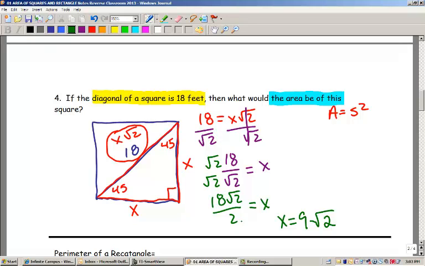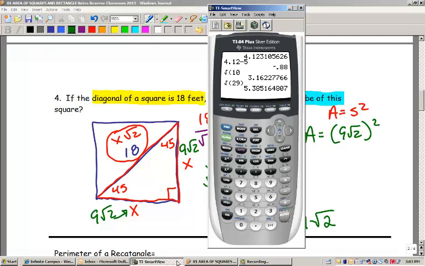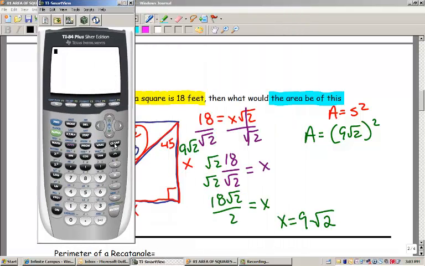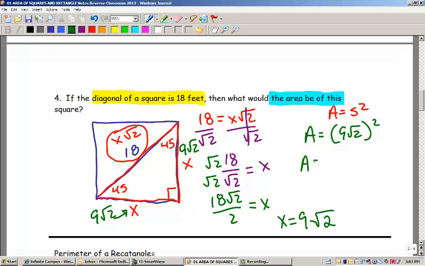If you remember the little trick I taught you, you can just go straight to the 9 root 2. So that means this side is 9 root 2. This side is 9 root 2. Now I can find my area. So my area is the length of a side squared. Here's where we need our calculator. Make sure we're hitting the right keys. So I'm going to hit parentheses, 9 square root 2, close it up, squared, and you better get an answer of 162. If you do not, we've got to figure out what went wrong. So your final answer is 162 feet squared.